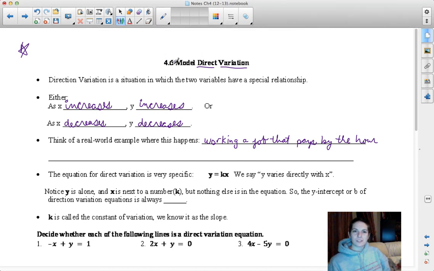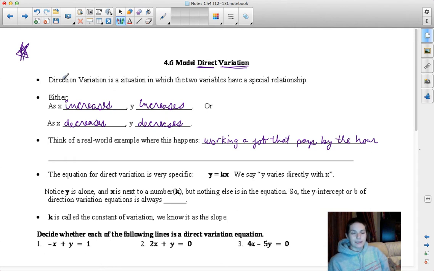Alright, let's talk about section 4.6. 4.6 is over modeling direct variation. Actually, before we even start talking about direct variation, I want to point out that I put a little star up here, and the reason I did is I guarantee you an exam question about direct variation. So in January, there will definitely be a direct variation question.